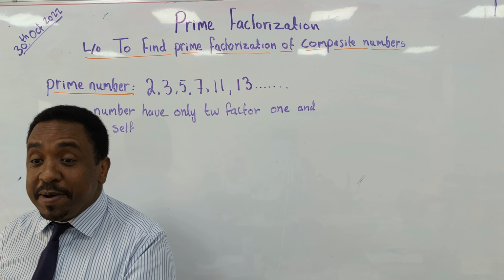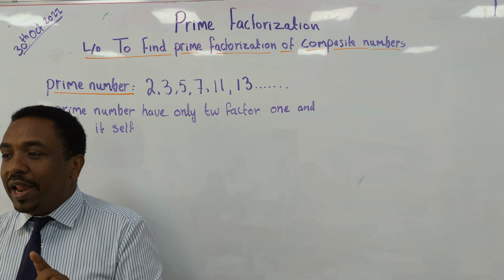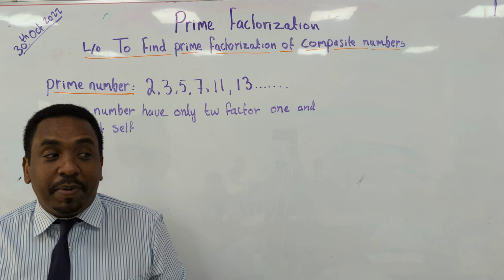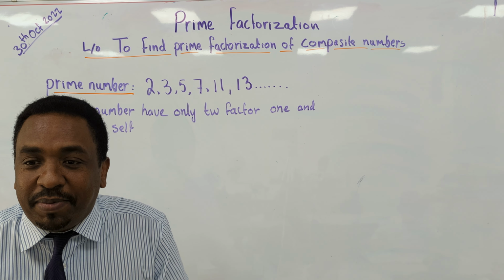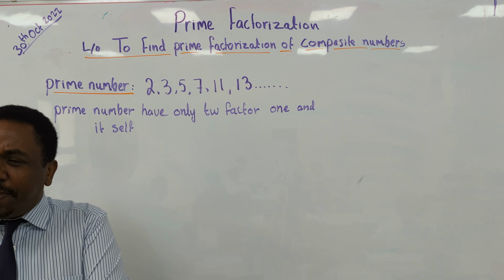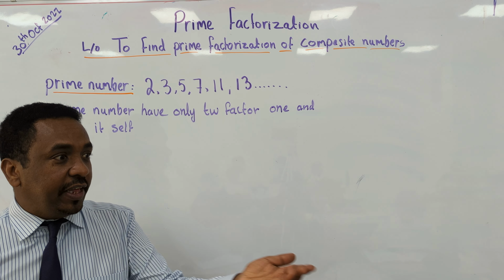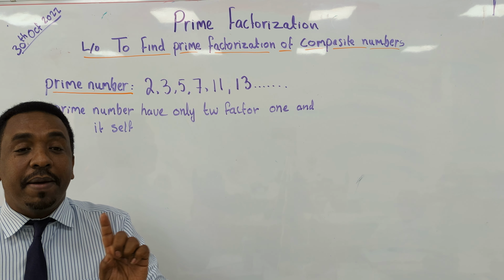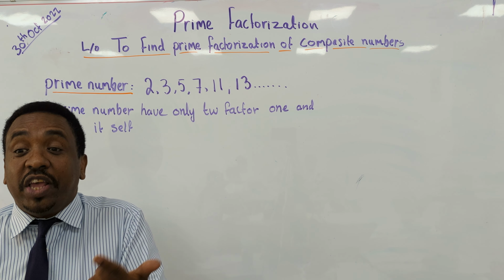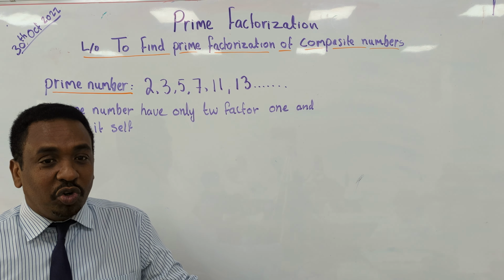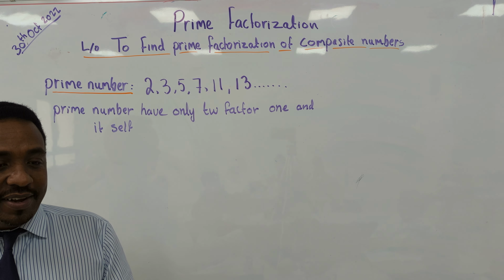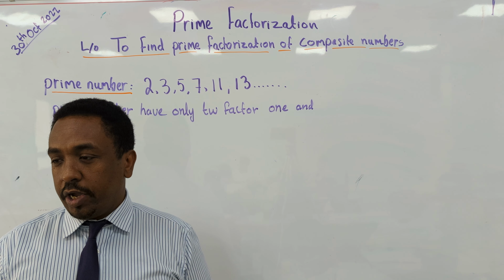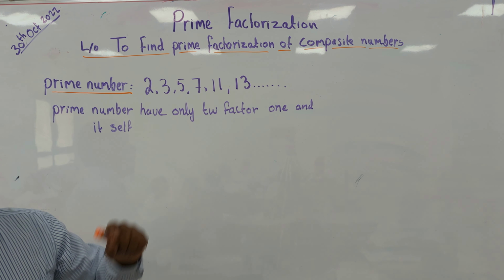Is 19 a prime number? That's a very good question. Who can help? Is 19 a prime number? Yes, it is a prime number because you cannot divide it by any other number. Is 18 a prime number? No. It is not a prime number because you can divide 18 by 6, by 2, and by 9. So 18 is not a prime number. This is what we know as a prime number.